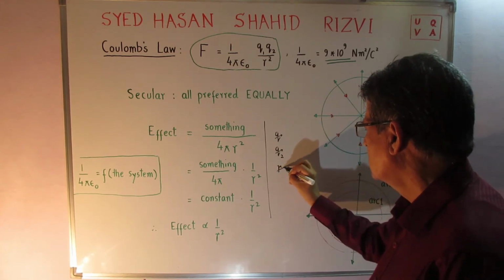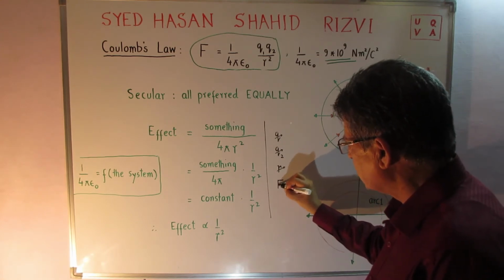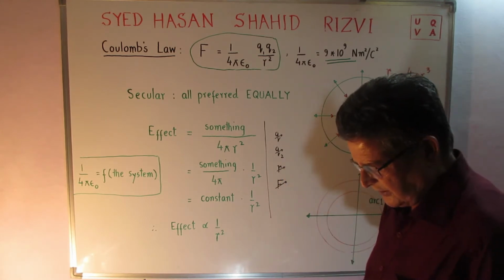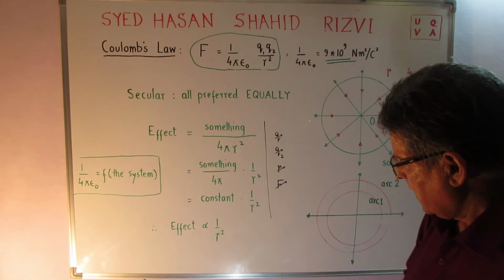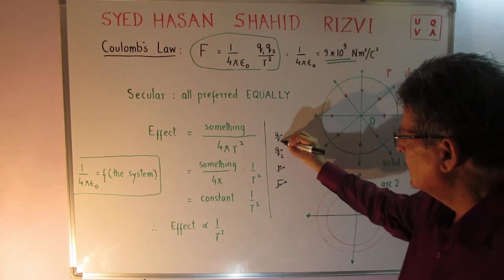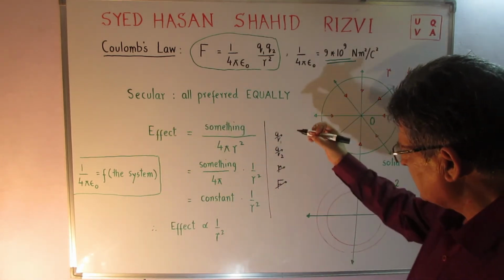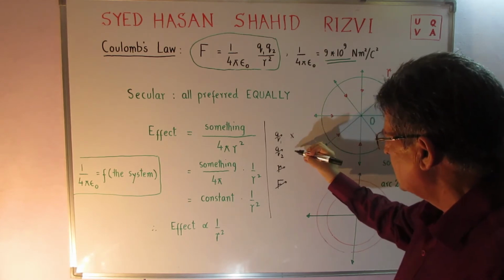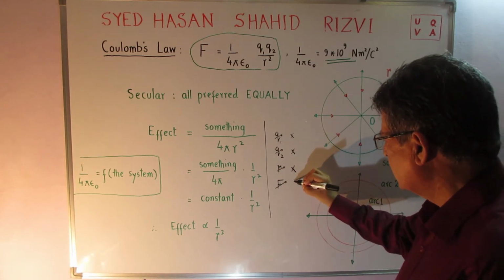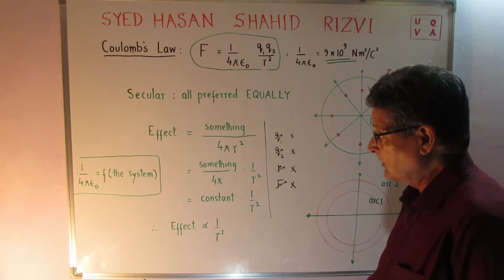Okay, and of course as a result thereof F is also a variable, isn't it? So what is the status of the constant? So 1 upon 4 pi epsilon naught, it does not depend on Q1, does not depend upon Q2, does not depend upon R, and does not depend upon the measured force. What does it depend on?